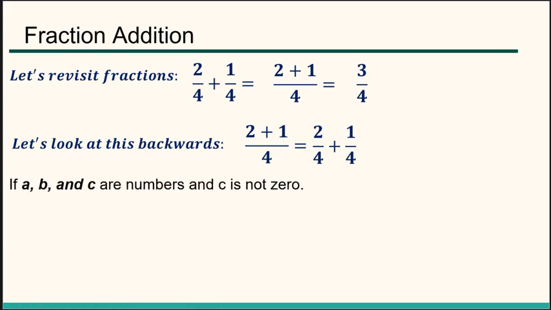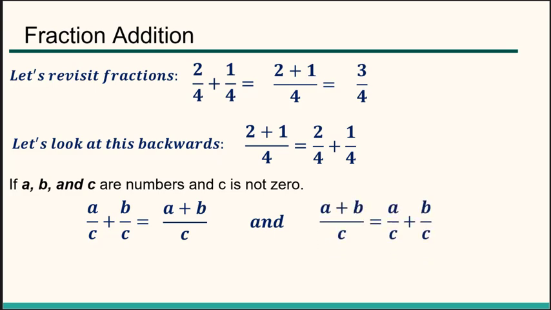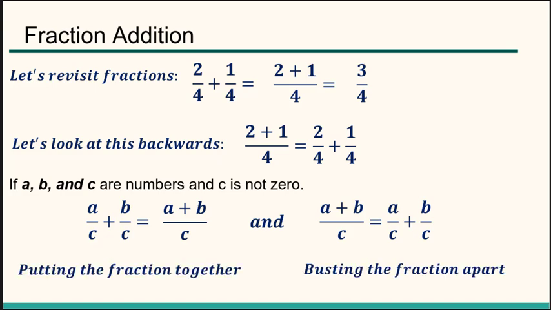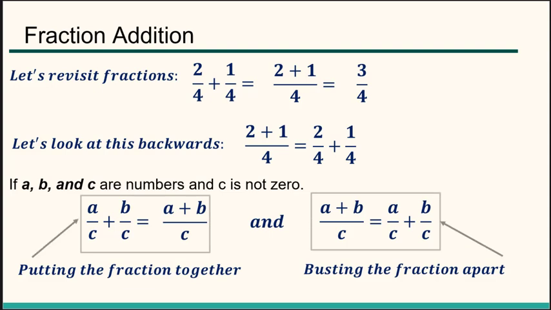If A, B, and C are numbers and C is not 0, we can say that A over C plus B over C means that we keep the same denominator and add the top. Also, if we are given A plus B over C, we can bust that fraction into A over C plus B over C. Now this is going to be useful to us. One of them is putting the fraction together. The other is busting the fraction apart. I'm going to be using those phrases as we go through our division.